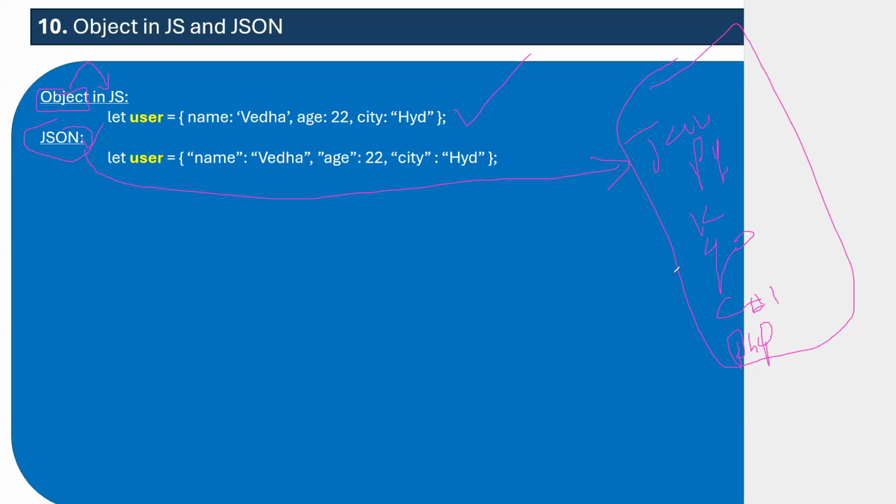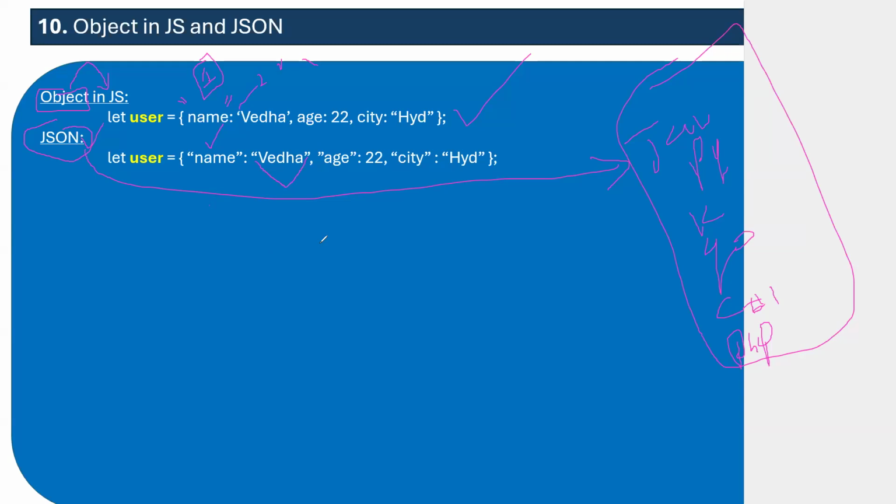Now the differences are, when you prepare an object in JavaScript, you need not mention double quotes for your keys. That is point number one: it's not mandatory in objects, but in JSON it's mandatory. Point number two is, if it is a string, in a JavaScript object you can represent it in single quotes, double quotes, and backticks also. But in JSON, the only way to declare a string is double quotes. Am I clear?